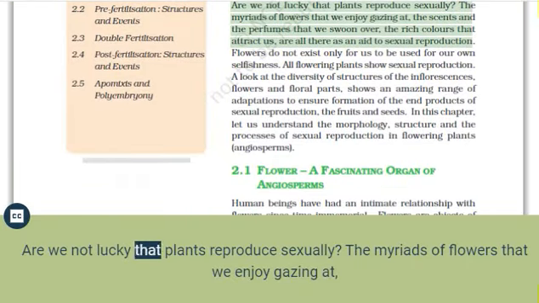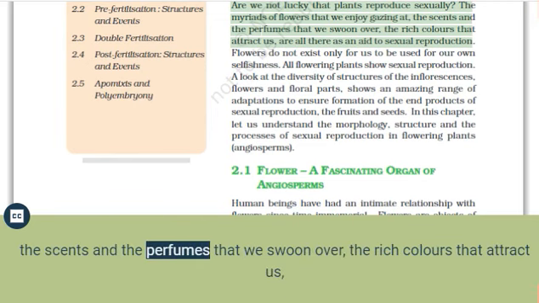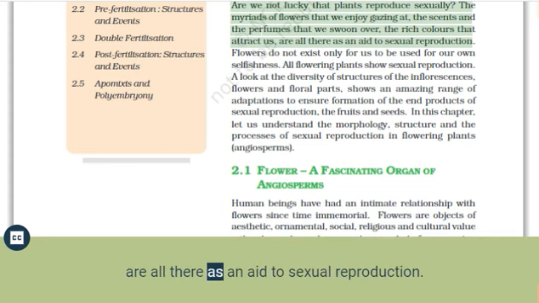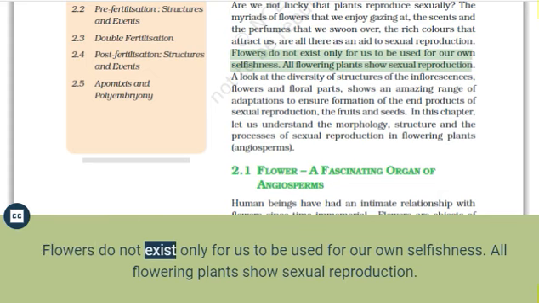Are we not lucky that plants reproduce sexually? The myriads of flowers that we enjoy gazing at, the scents and the perfumes that we swoon over, the rich colors that attract us, are all there as an aid to sexual reproduction. Flowers do not exist only for us to be used for our own selfishness.